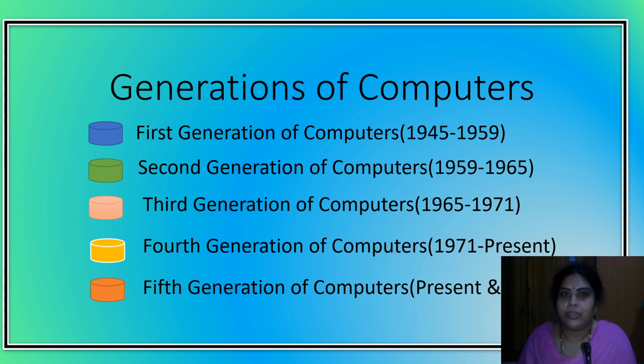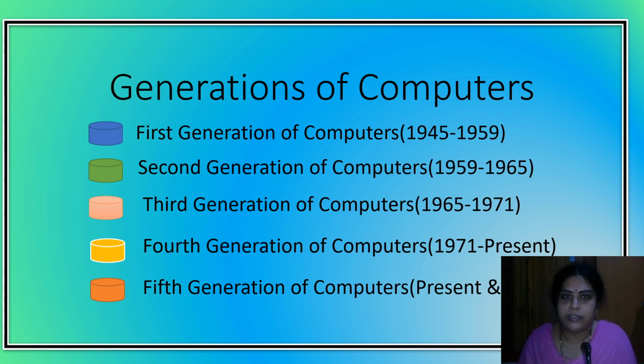See, when we say generation, we mean our forefathers' generation, our grandfather's generation, our father's generation. So what has happened over the period of time? People have changed, people have made different equipment and things like that for the betterment of their lives. Like that, computers have also developed over a period of time, in both hardware and software. So that is known as generations of computers.